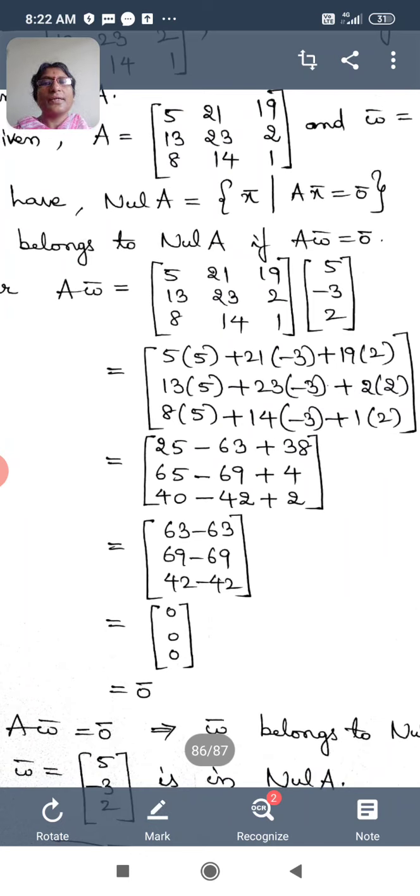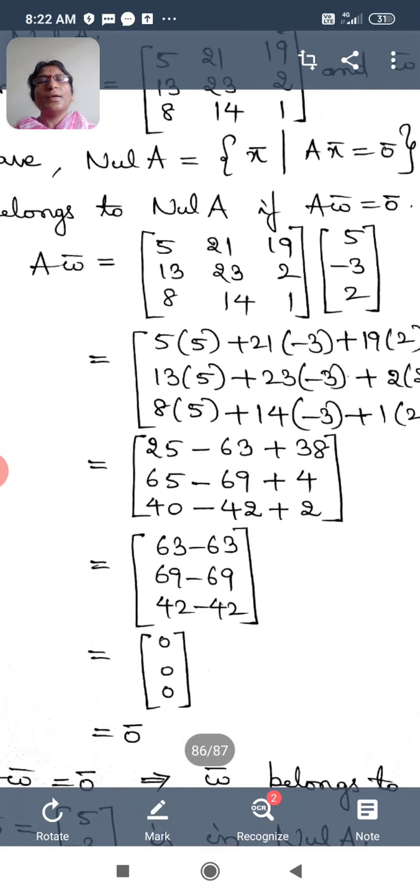Compatible or not. So we can see that A is a 3 by 3 matrix and W bar is a 3 by 1 column vector, and the number of columns in A is equal to the number of rows in W bar, so that these two matrices can commute, and they give a resultant matrix which will have the order 3 by 1.